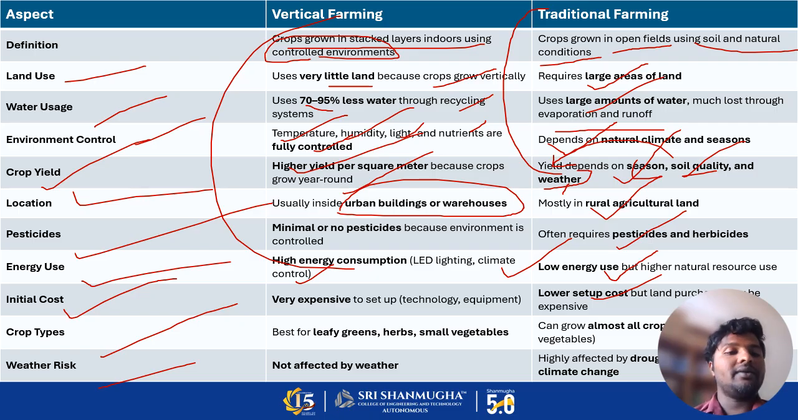But in the weather risk aspect, crops are not affected by the weather in vertical farming, because we do this activity in a closed space. But in traditional farming, we are highly affected by drought, climate change and other climatic parameters. So these are the differences between vertical farming and traditional farming. I explained it for your understanding of this concept. That's why I differentiated these two farming activities. Okay, we can move to the next slide.